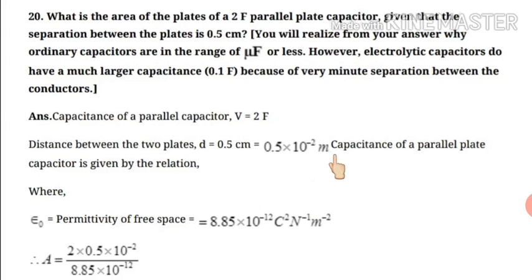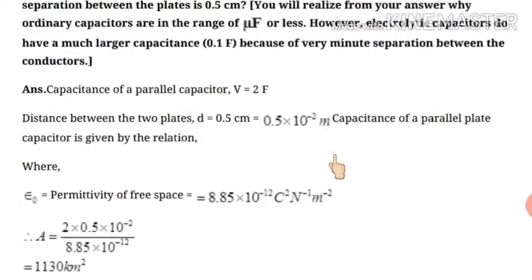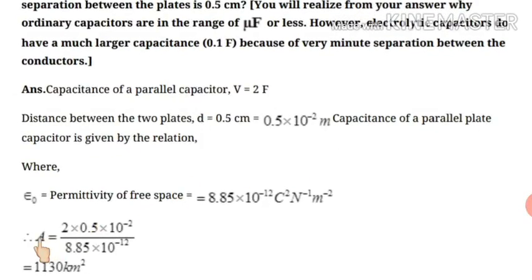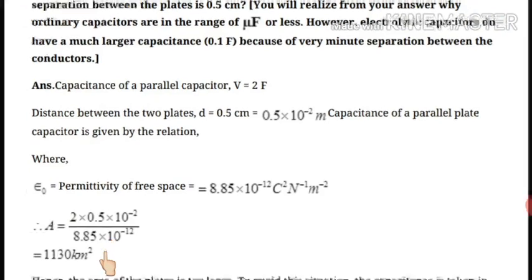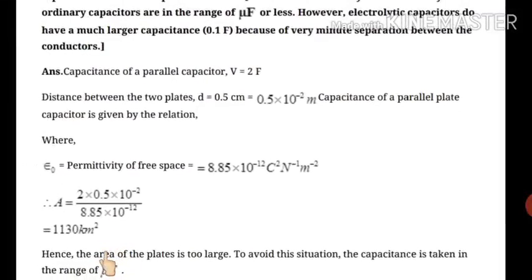Now we know this thing. What is the formula for capacitance? It is epsilon naught A upon D. So what will be the value of A? It will be C into D upon epsilon naught. What is the value of C? It is 2. What is the value of D? It is 0.5 into 10 to the power minus 2. And what is the value of epsilon naught? It is 8.85 into 10 to the power minus 12. So when we solve it, what is the value of area? It is 1130 kilometers square, which is a very large value.